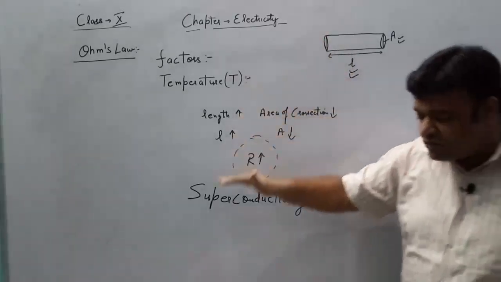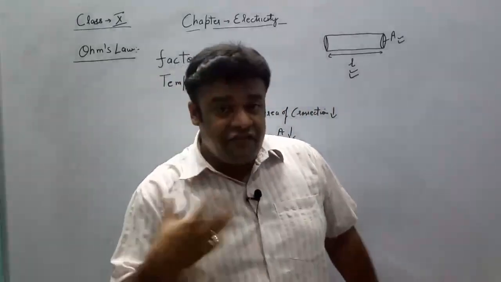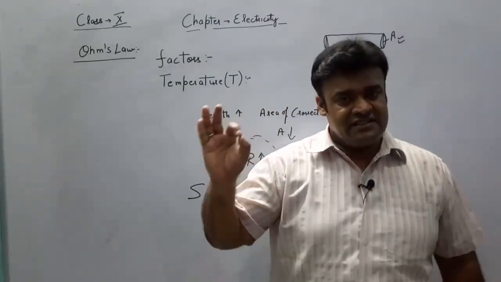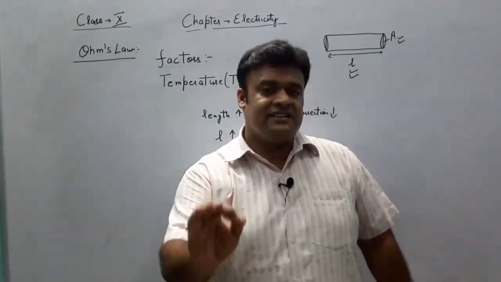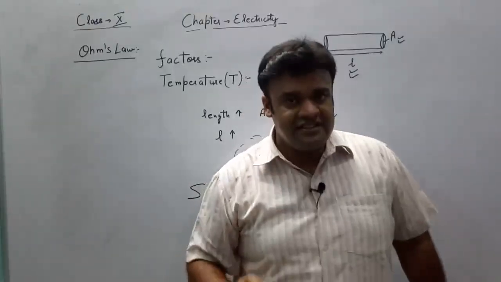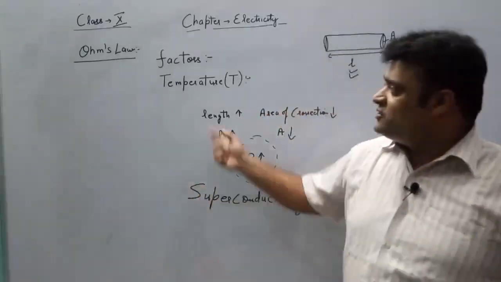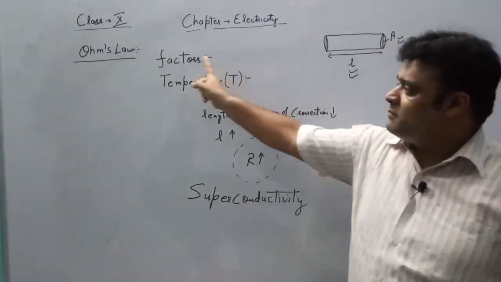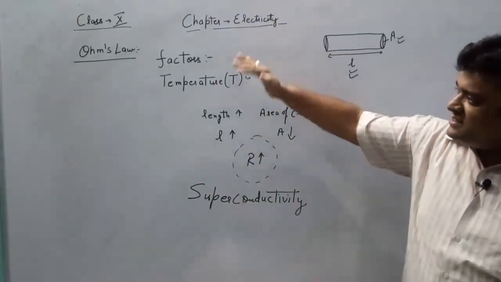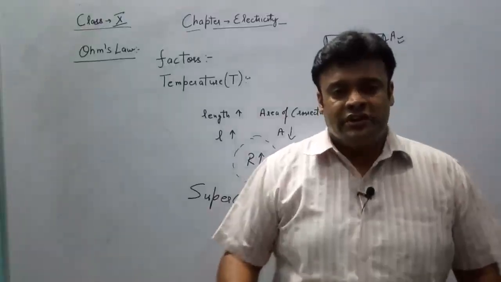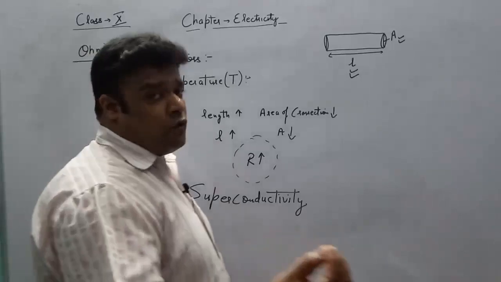So these are some of the factors on which resistance depends or which can affect resistance. First is length, second is area of cross section, third is type of material, that is resistivity or the internal resistance, or we can say specific resistance. And the fourth condition which affects resistance of the material is temperature. We have discussed that resistance is directly proportional to temperature. Now we take some numericals on the basis of Ohm's law.